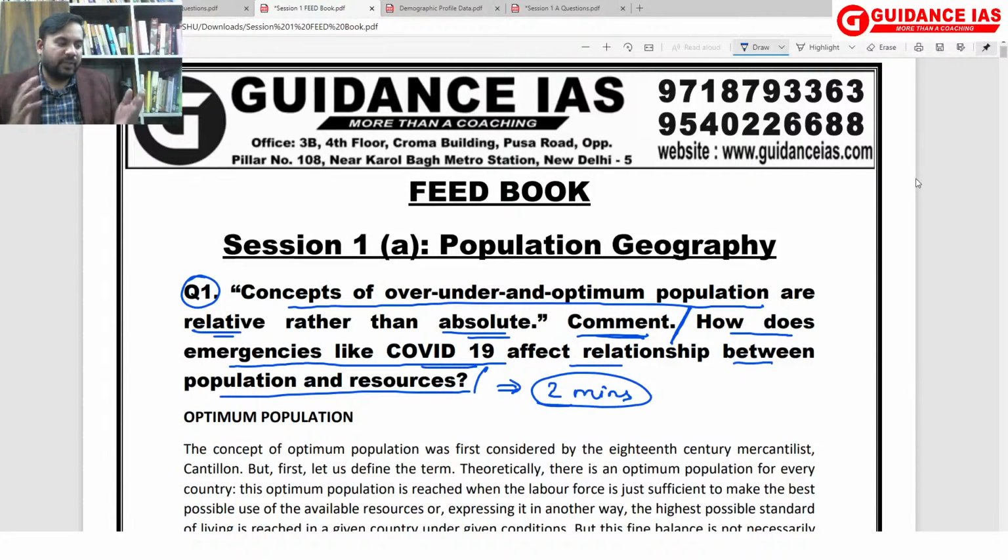So I am giving you 2 minutes. Think what should be written in this answer. First I am giving 2 minutes for the first part. You just think on what you will be writing for the first part: concepts of over, under and optimum population are relative rather than absolute.